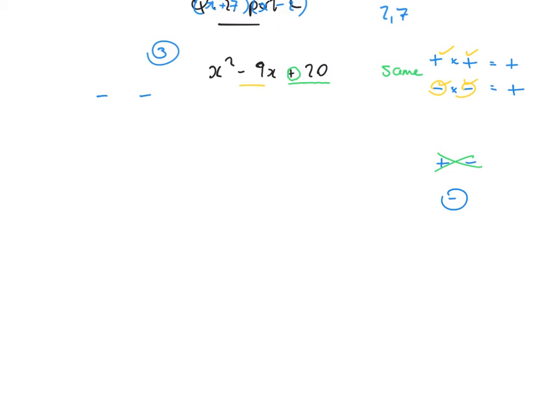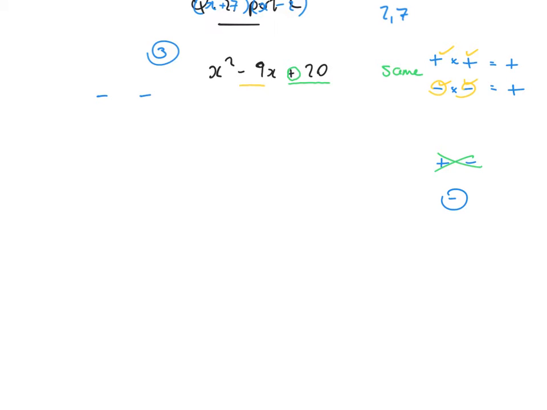Let's go over why that is again. We need two numbers that multiply to give plus 20. If you multiply a plus and a minus together, you get a negative result, which plus 20 isn't. So if two numbers multiply to give a positive result, the two numbers are either two pluses or two minuses. But if they need to add together to give minus 9, it's impossible that they would be two pluses. It needs to be two minuses. So it's definitely two minuses.